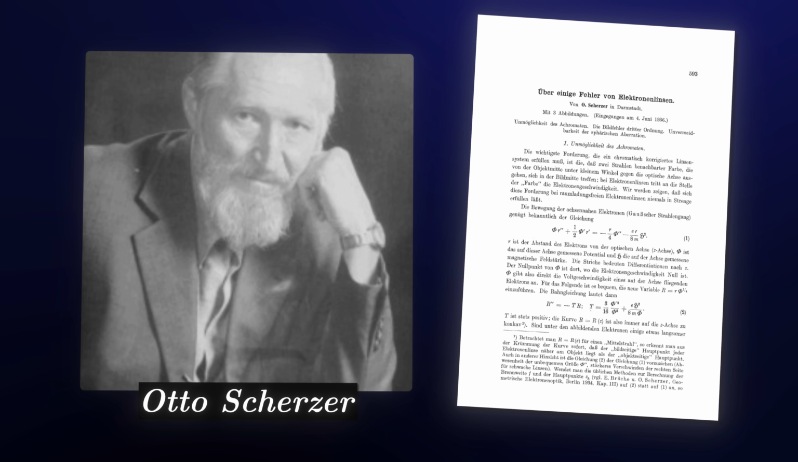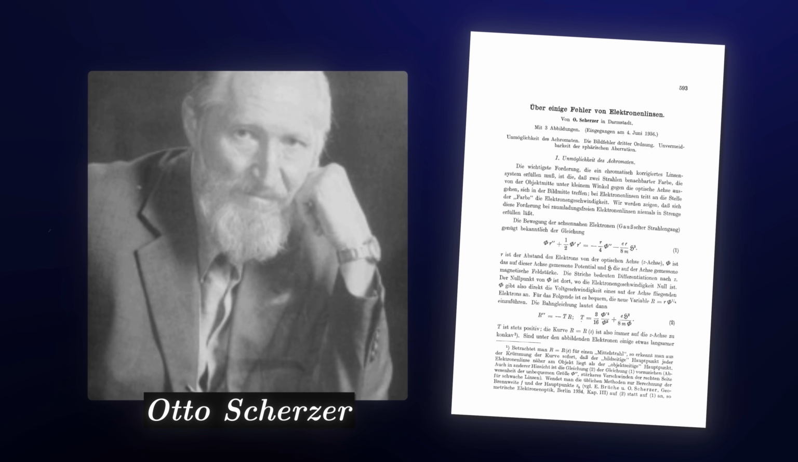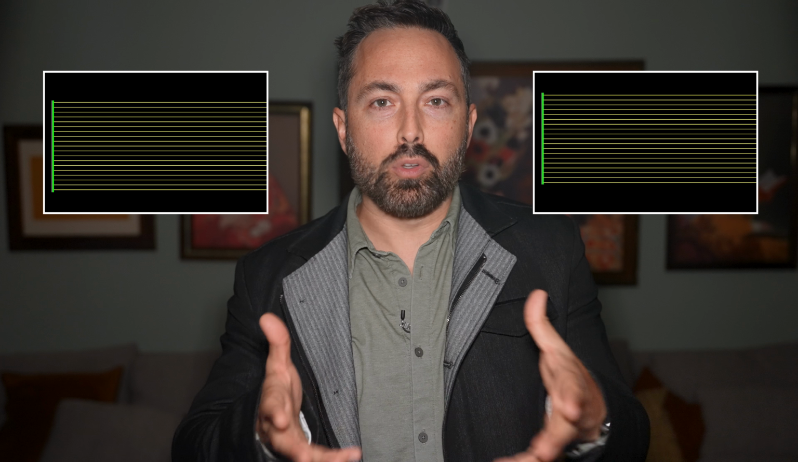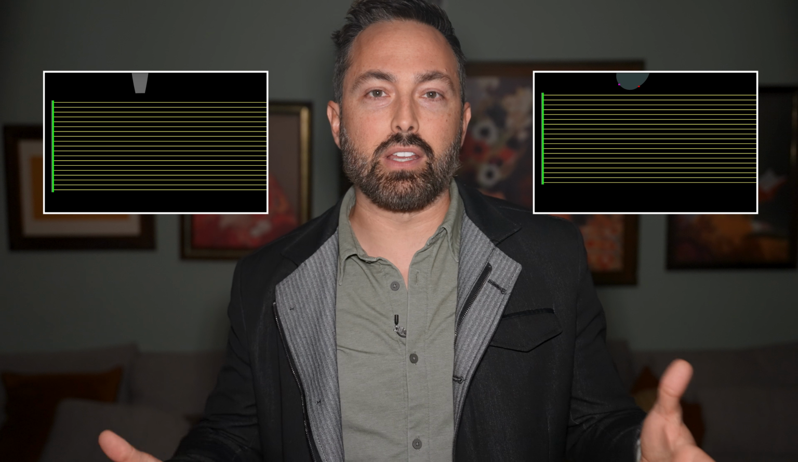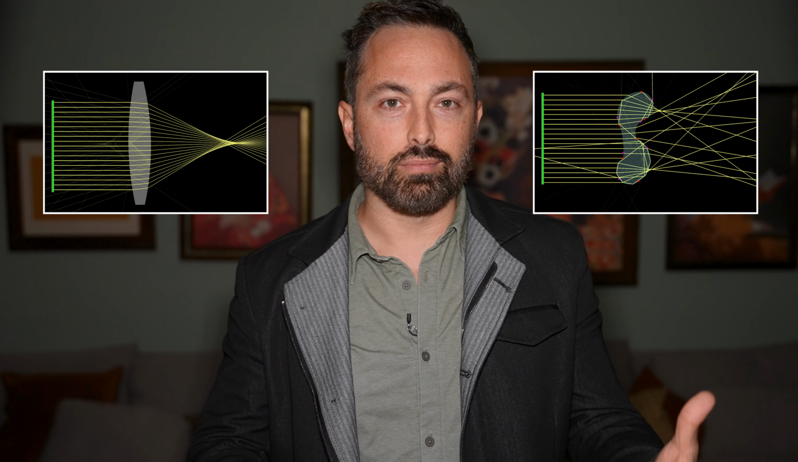But what if there was another way? Scherzer's theorem proved that a diverging radially symmetric lens isn't possible. But if you're willing to give up on that symmetry, well, the theorem no longer applies. The problem is that radial symmetry is arguably the most important property of any lens, because if you break the symmetry, you also break the image.